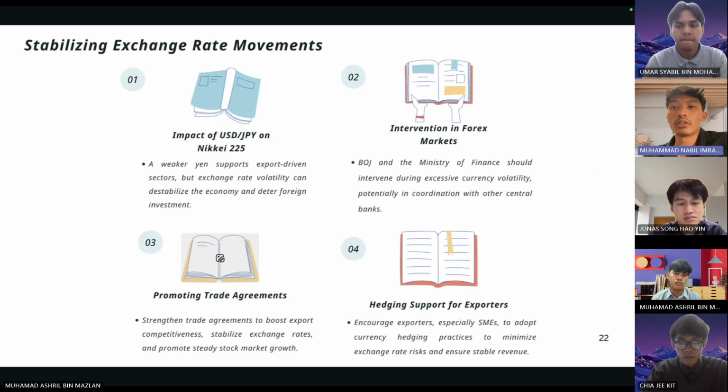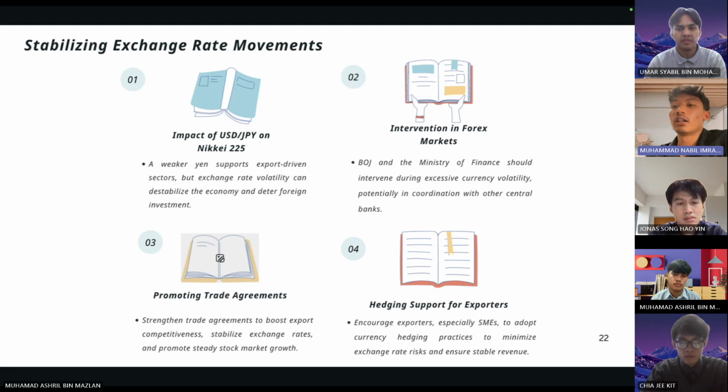The second one is promoting trade agreements. Strengthening trade agreements can help expand bilateral and multilateral trade partnerships, which will enhance the competitiveness of Japanese exports and create stable demand for Japanese products. By reducing trade barriers, exchange rate stability can be maintained, supporting long-term stock market growth.